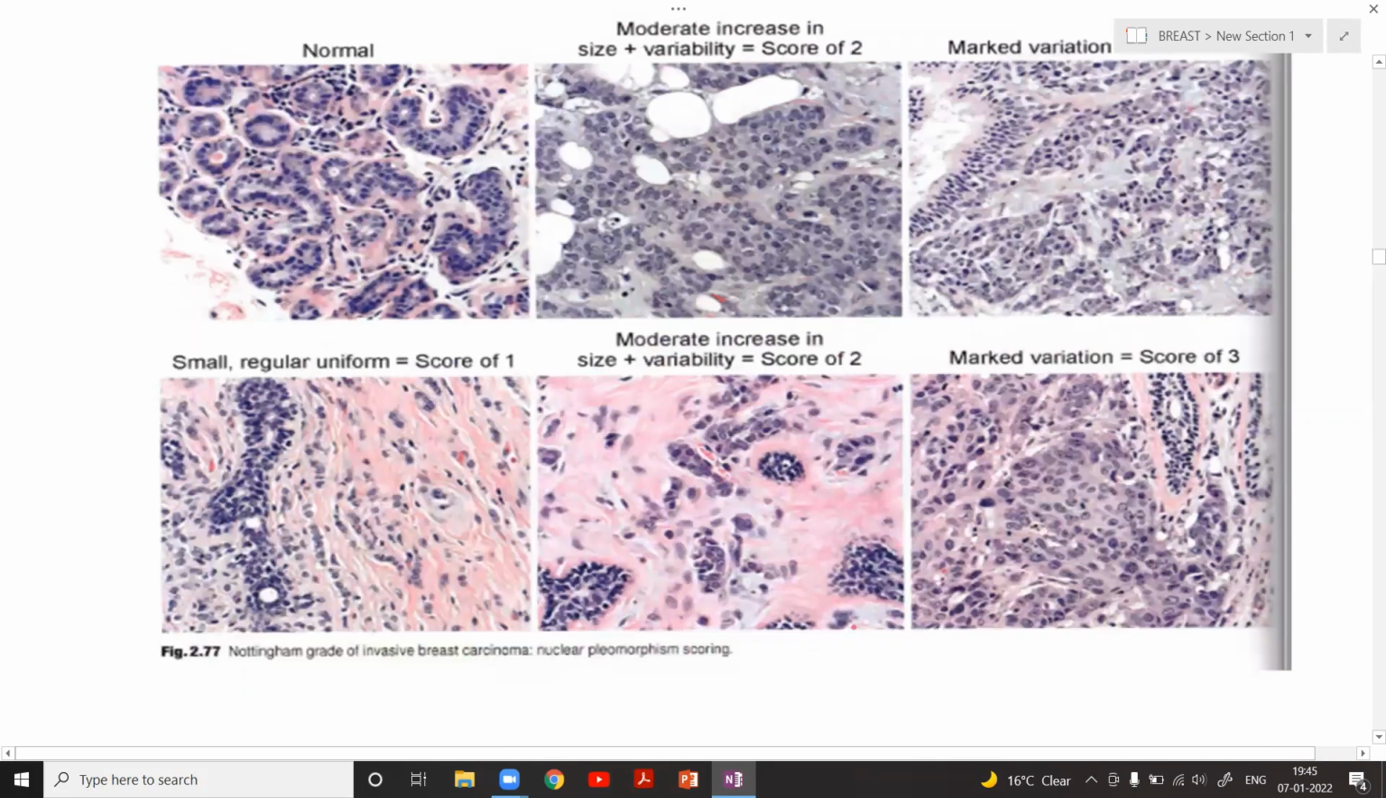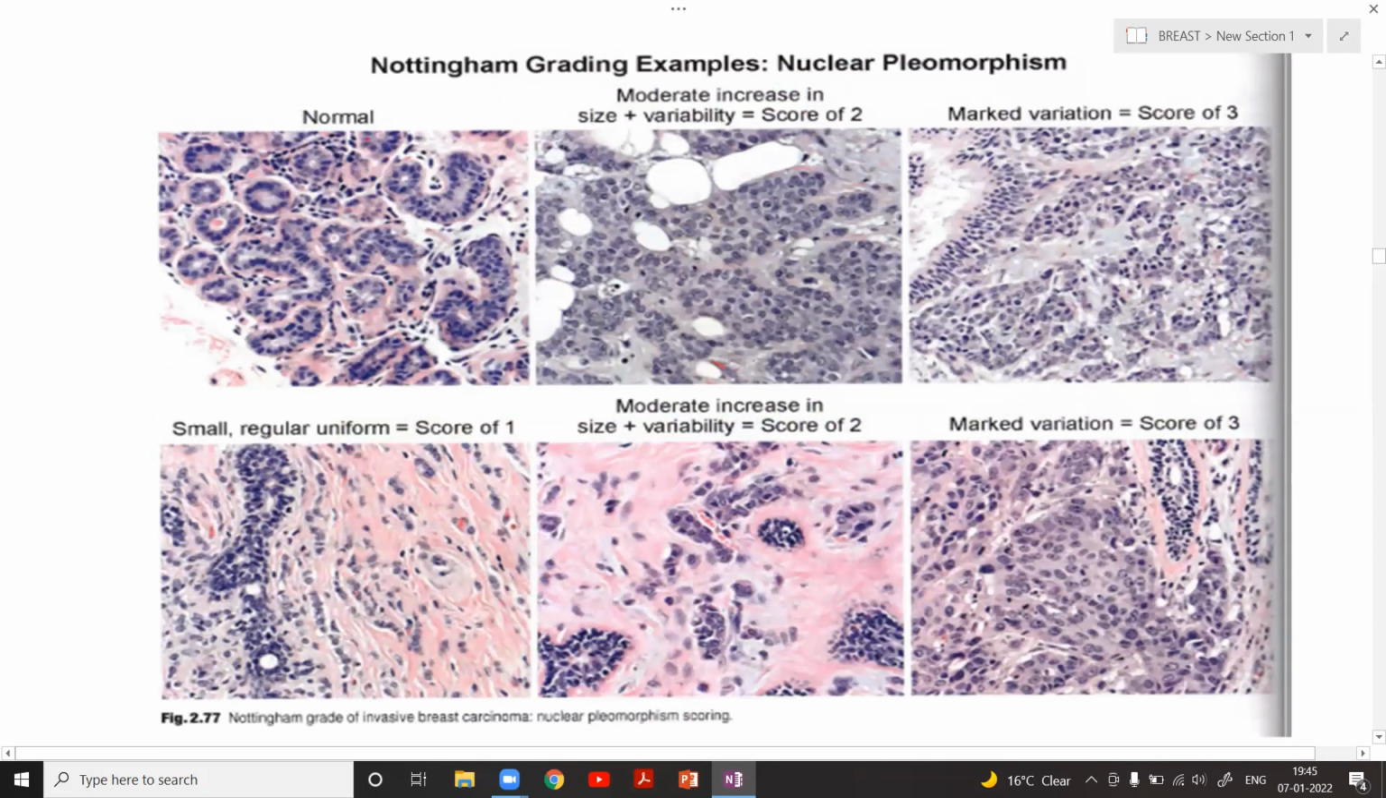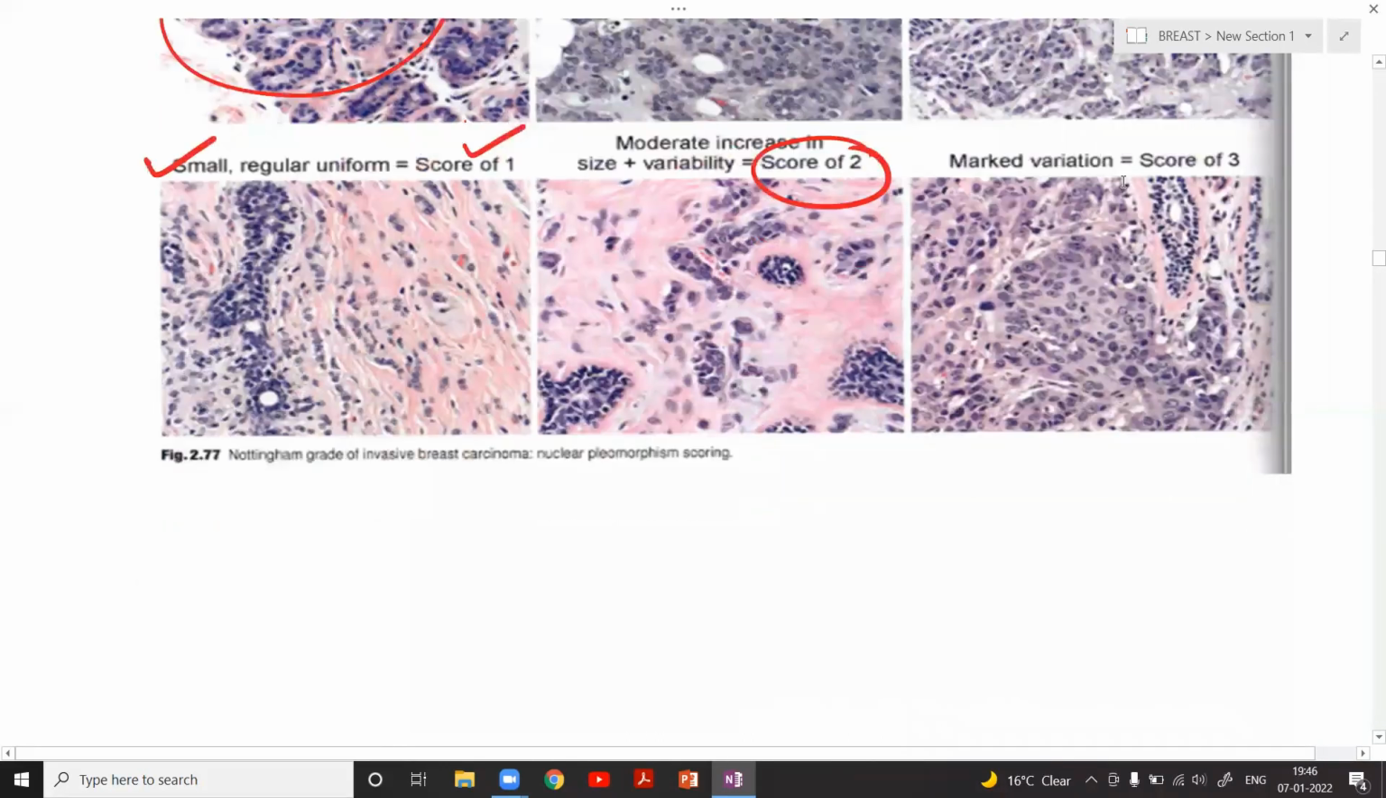Now, this is the example of nuclear pleomorphism. So if it is completely normal, looking like a normal tissue with a very good feature, looking like a normal breast, so small regular uniform nucleus as seen over here is given a score 1. We give a lesser score. If they are moderate increase in size and there is a variability, then we give a score number 2, as you can see over here. And for example, if there's a marked variation in the nuclear size and shape, we give the score number 3. Okay, so this is how you have to do the grading of the nuclear pleomorphism.